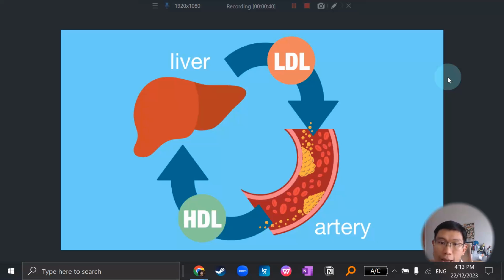In contrast, high-density lipoprotein, or HDL, is also called the good cholesterol. It brings the cholesterol deposits from the blood vessels over to the liver to be secreted out in the bile juice and eliminated through the digestive tract.